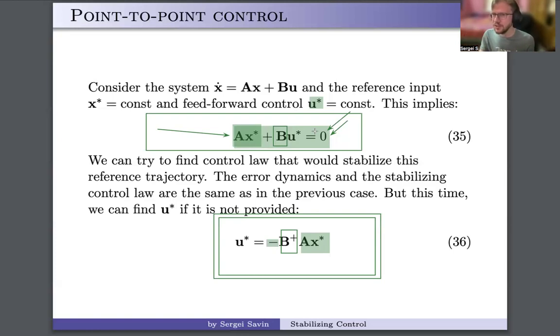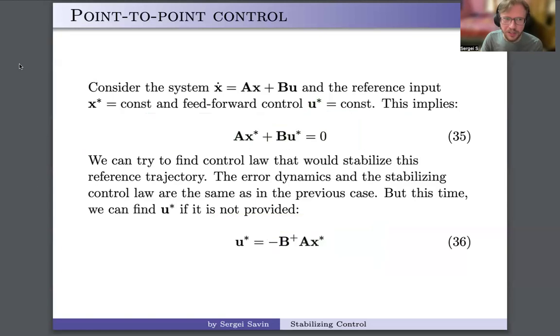So, as I said, trajectory tracking is equivalent to stabilizing the origin. Stabilizing an arbitrary point in state space is equivalent to stabilizing the origin, provided that you can find such u star that turns 35 into equality. All right? So in practice, of course, this is again one of those practical problems that you would probably be solving if you're doing control.